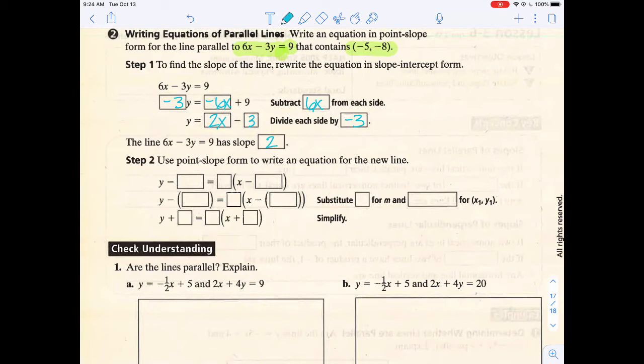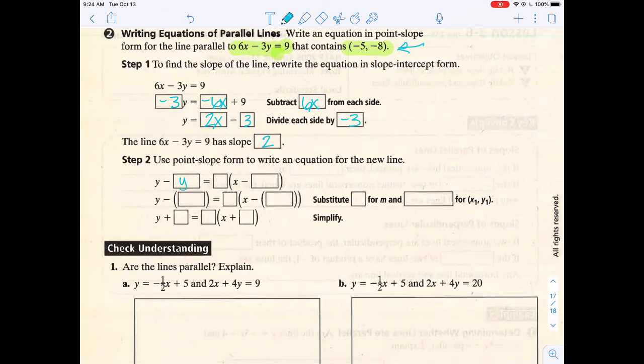Now, we're going to write an equation for a new line that goes through this point. So, point slope form is y minus y1 equals m times x minus x1. So now we're going to plug in what we know. I know that the slope is 2.